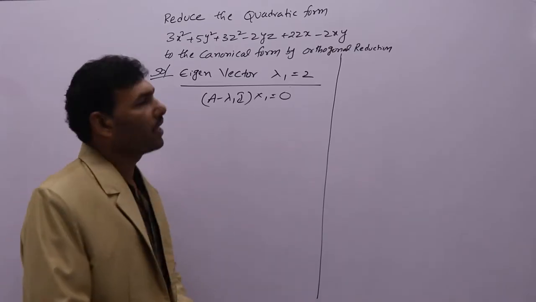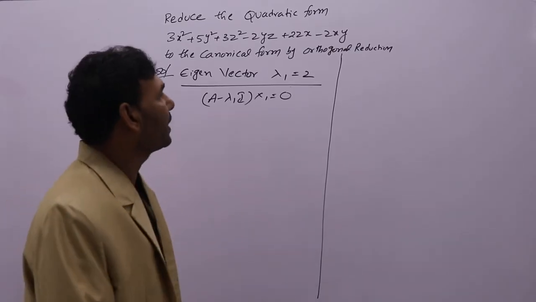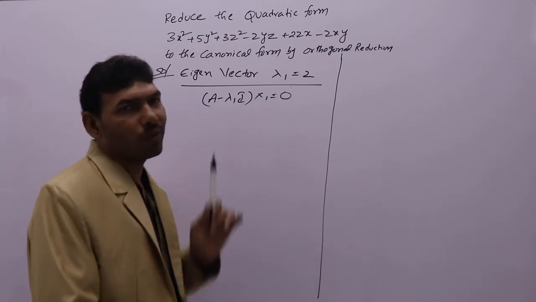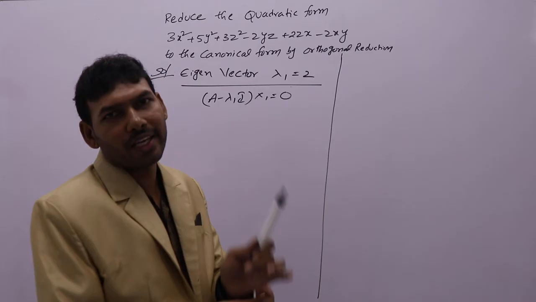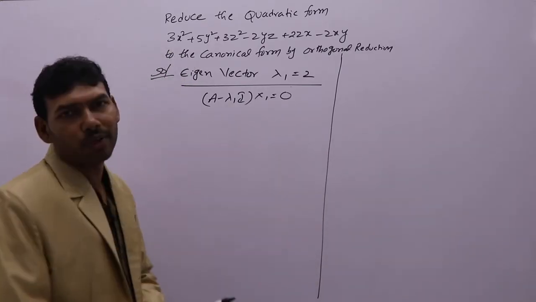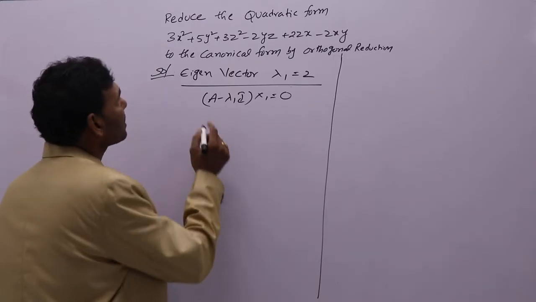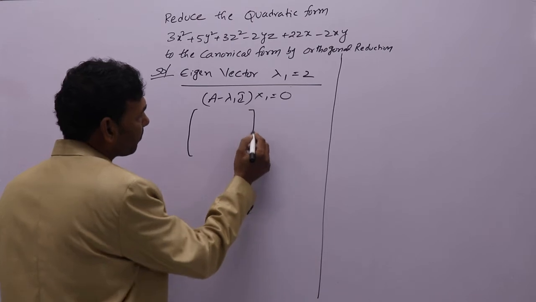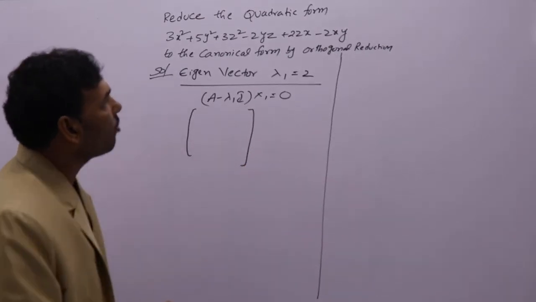Next we need to find eigenvectors. Just now we evaluated eigenvalues 2, 3, 6. Corresponding to lambda 1 equal to 2, lambda 2 equal to 3, lambda 3 equal to 6, we need to calculate eigenvectors. So first, the eigenvector corresponding to lambda 1 equal to 2. For this, you need to subtract 2 from the diagonal of matrix A.